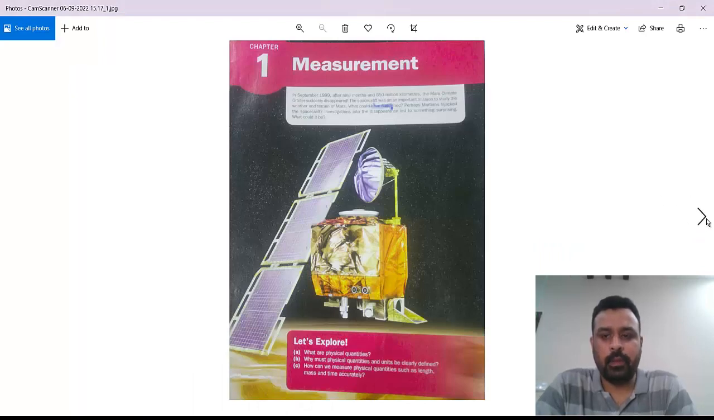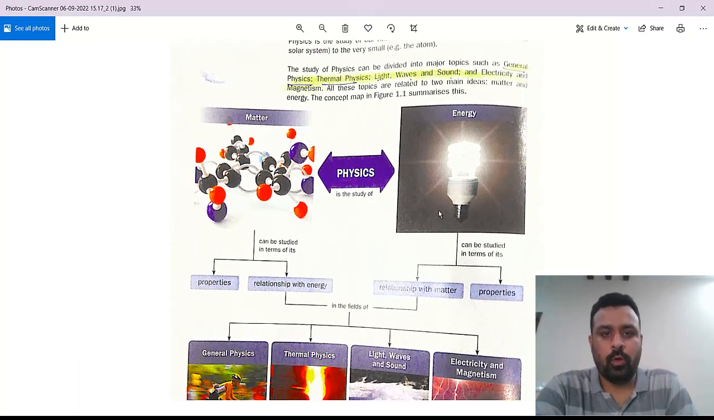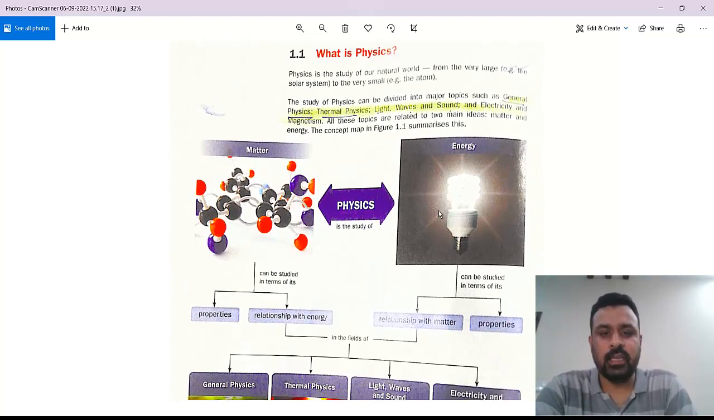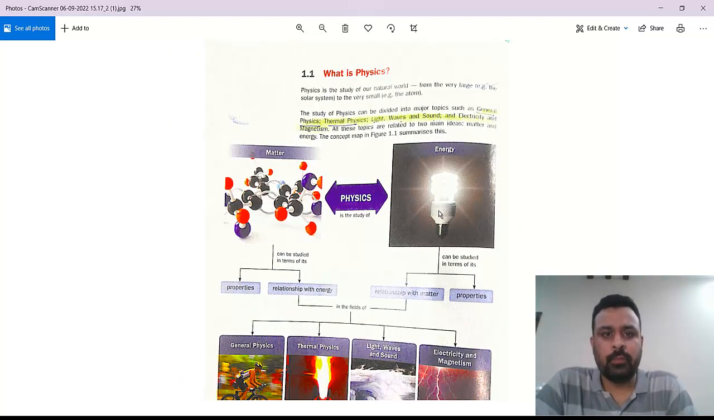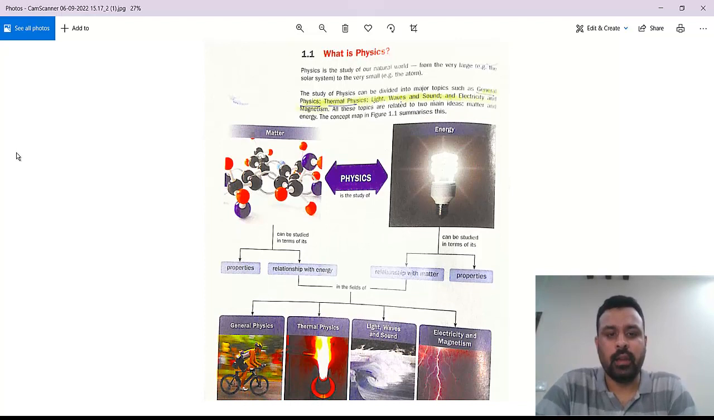Chapter number 1, measurement. So how do we define physics? Physics is the branch of science which deals with matter and energy and their mutual relationship, how they are interlinked with each other, matter and energy, and how energy can be expressed in terms of matter, or how matter is linked with energy. These all areas are discussed in physics.